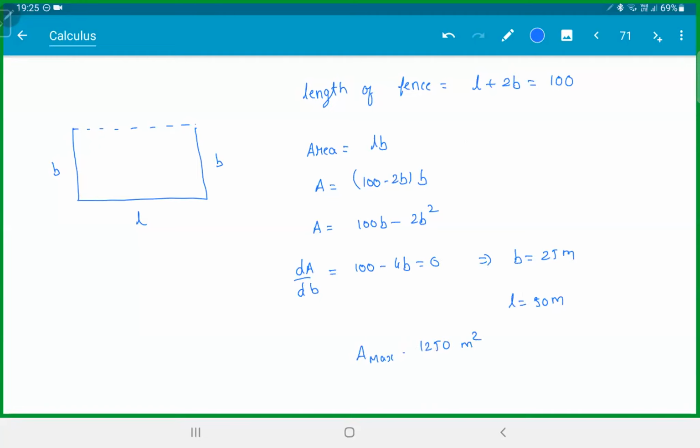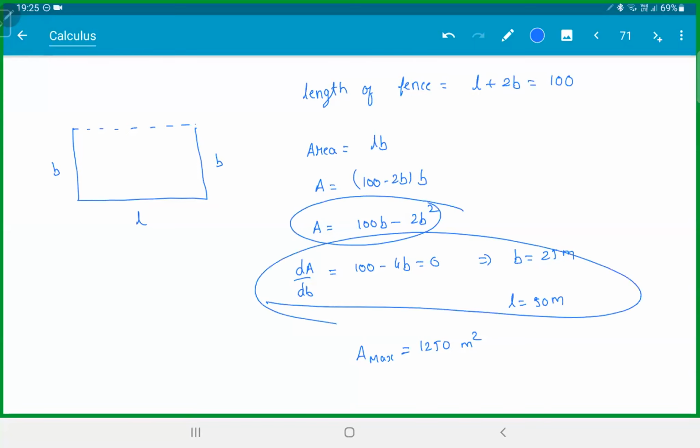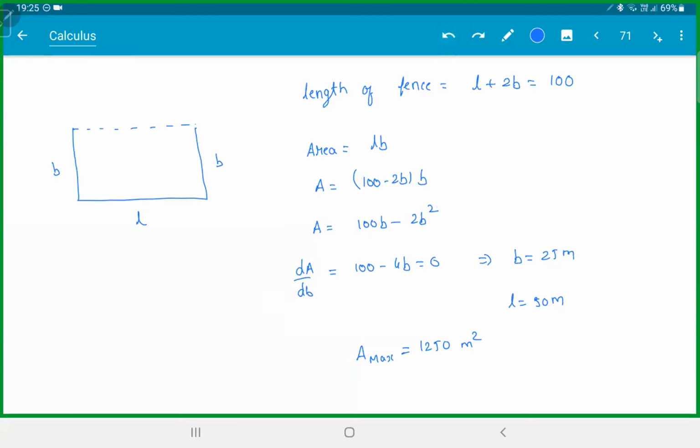If you had actually constructed a full fence, you would have got 625. Just eliminating one side, the area doubles. Check. Have a look at the steps. Did you see the calculus is actually easy? Once you got the equation, calculus is pretty easy. Just differentiate and equal to 0. The headache is to get that equation. Check it out. Let me ask you one more like this. Any doubts on this, please ask.